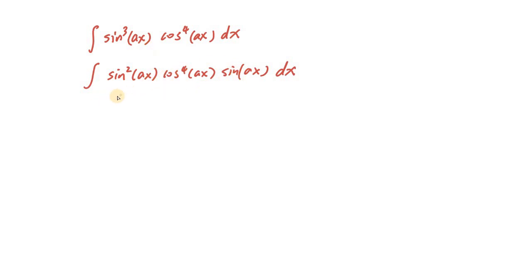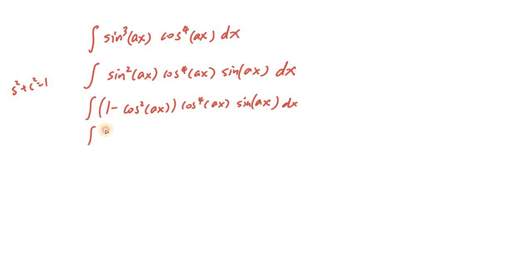So what we do next is that we turn this sine squared into a cosine using the trig identity sine squared plus cosine squared equals 1. Therefore, we can rewrite it as follows. Next, let's distribute it.